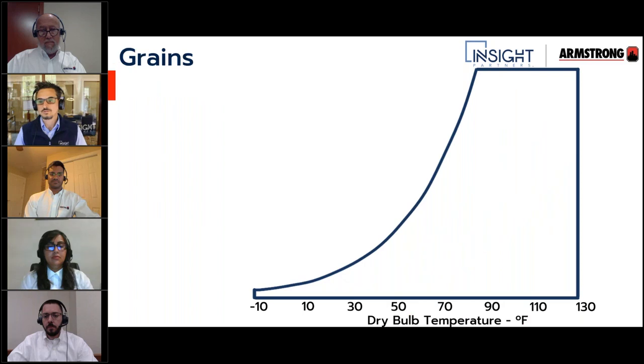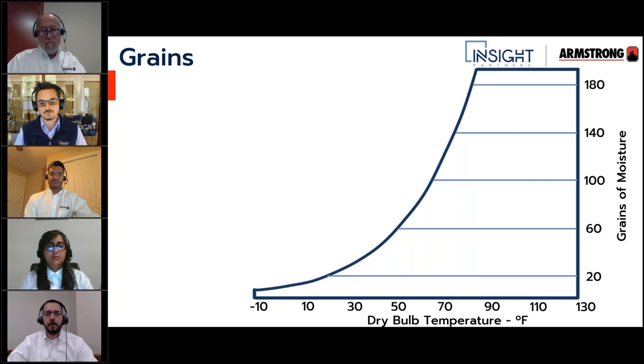Okay, so let's see. If we plot grains on the chart, with some arbitrary numbers here, you'll notice these lines are horizontal and they are uniform. And these are the absolute amount of moisture in the air, expressed by grains per pound.